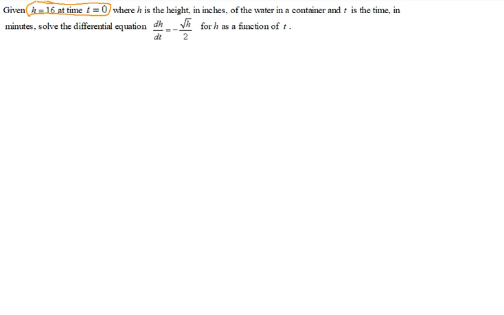Height is in inches of the water in a container, and t is the time in minutes. Solve the differential equation dh/dt equals negative square root of h over 2 for h as a function of time. When it says to solve the differential equation, again, we're solving for the variable in the numerator, h, and it even tells you that right here: for h as a function of t. Again, we can cross multiply here. Notice on this one, we've got a negative out in front. So when I'm cross multiplying, I have to choose where to put the negative. I can put it with the square root of h, or I can put it with the 2. Either way is fine. I'm just going to put it with the 2.